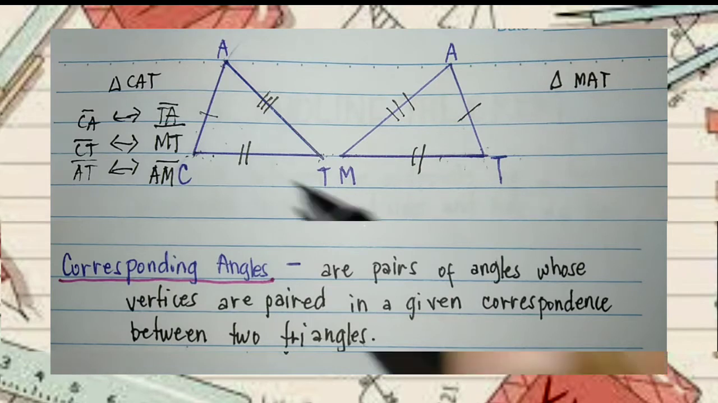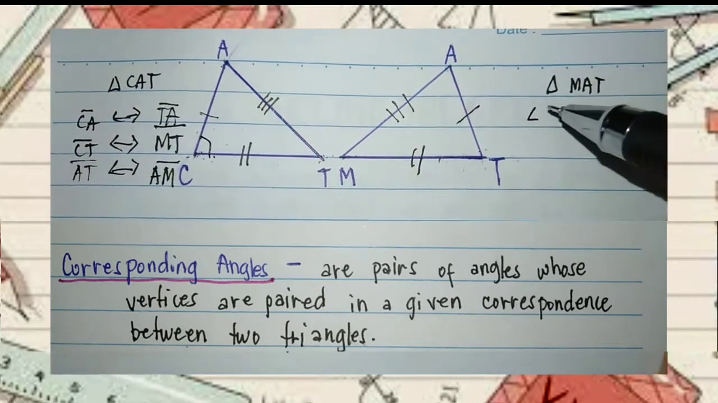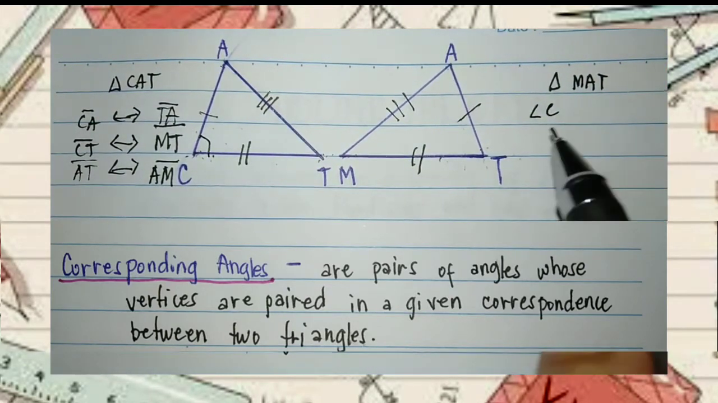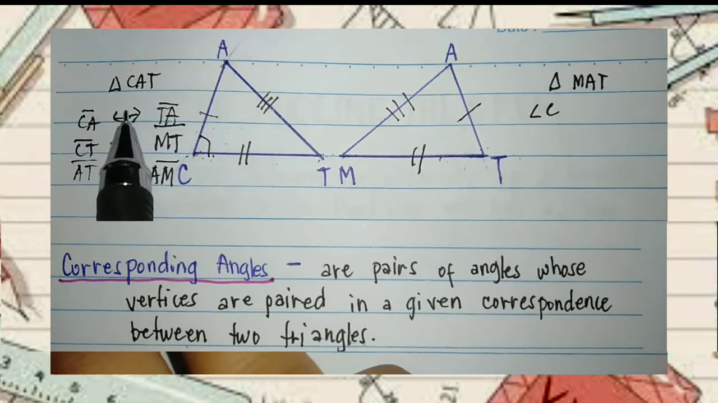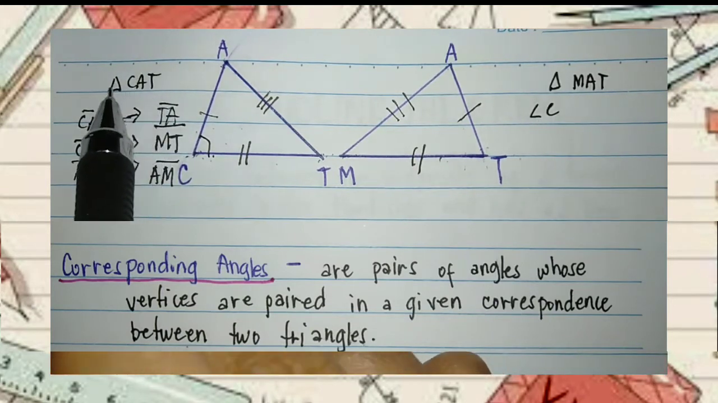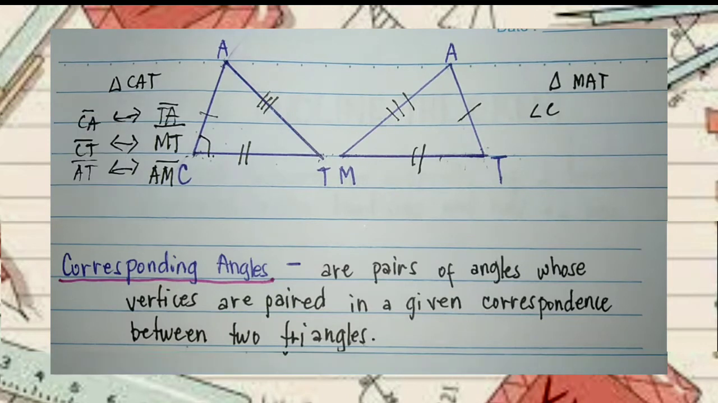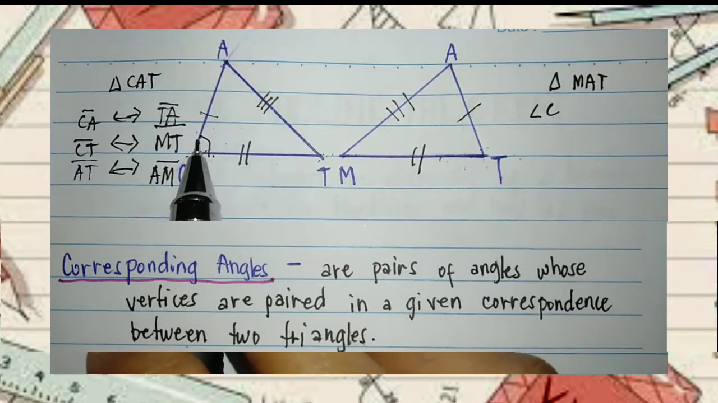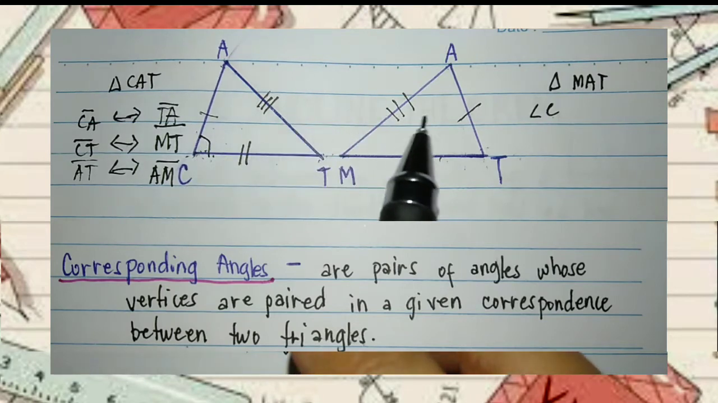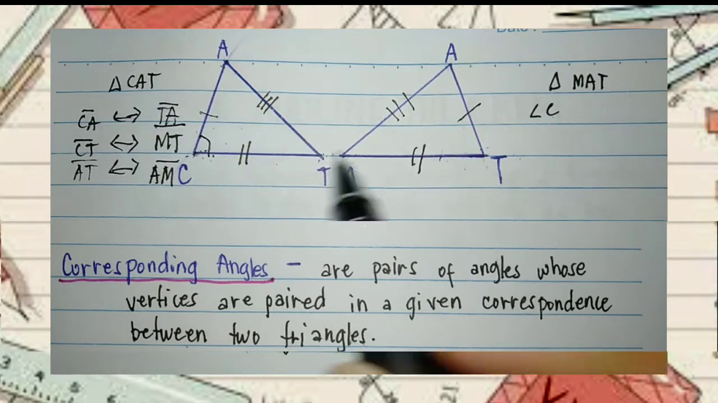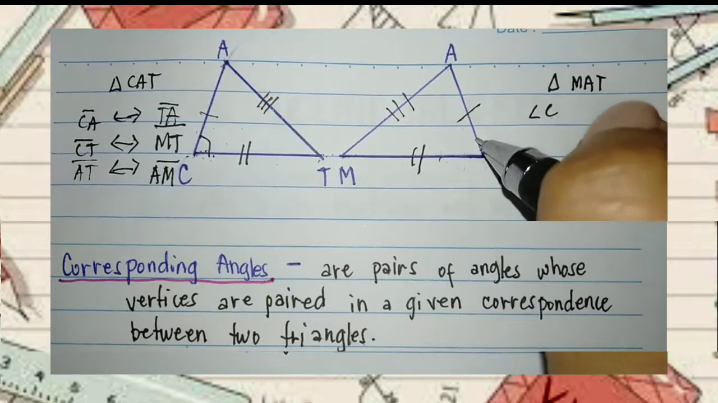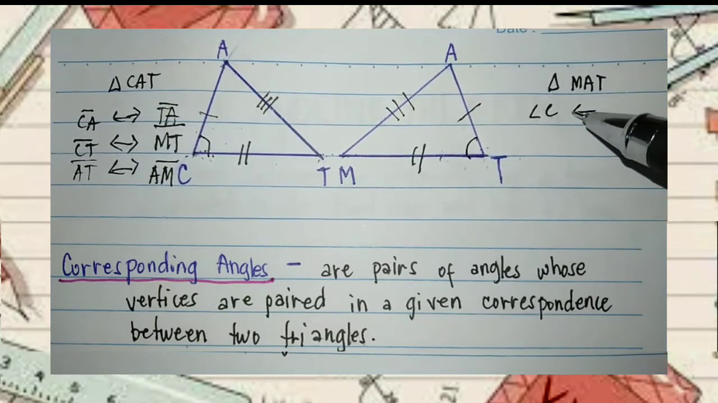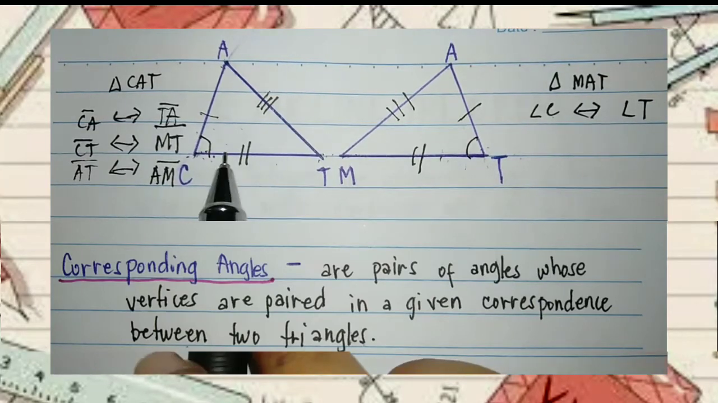Okay? For example, we have angle C. Yan. This is how we're going to write angle. This is how we're going to write corresponds, and this is how you are going to write triangle. Okay? So, we have angle C. Sino ba yung magkapares na vertex nga dito sa kabilang triangle? Si angle T. Tama? So, meaning to say, angle C and angle T corresponds with each other.